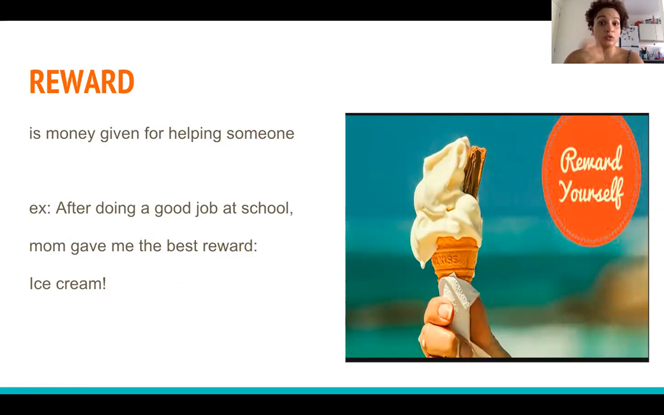Let's say on Duolingo when I'm playing, sometimes I can get a reward. If I watch a video about something, they give me a reward, which is an extra life so I can play. I do something, they give me something back. Or for example, in this case, after doing a good job at school, mom gave me the best reward, ice cream, right? So sometimes the teacher can give you a reward.